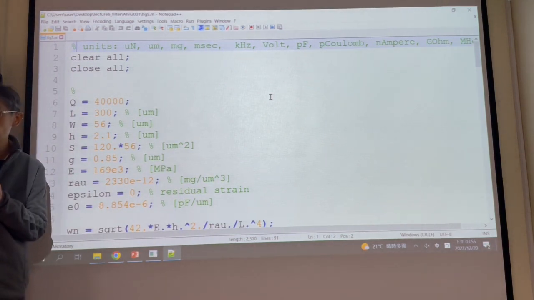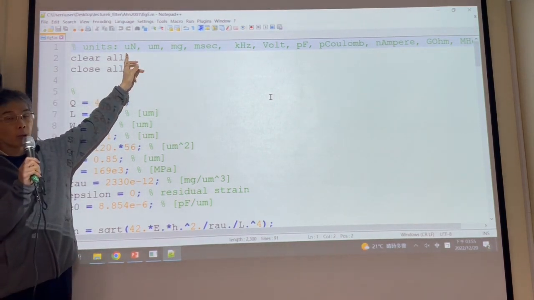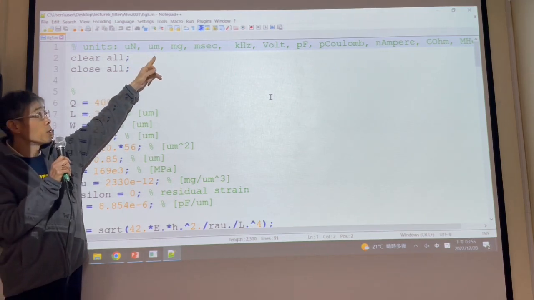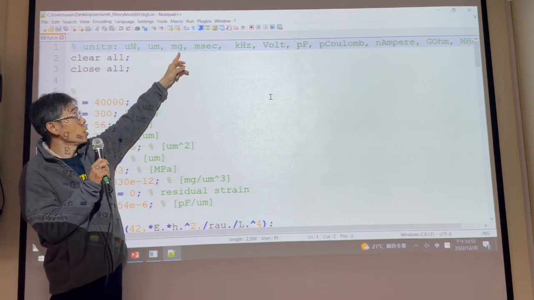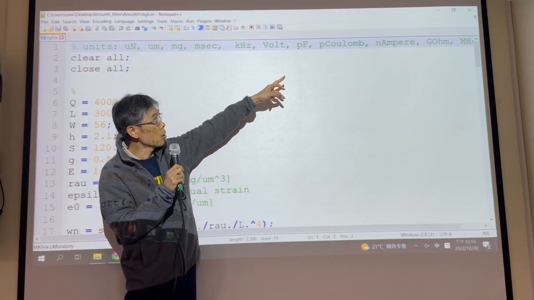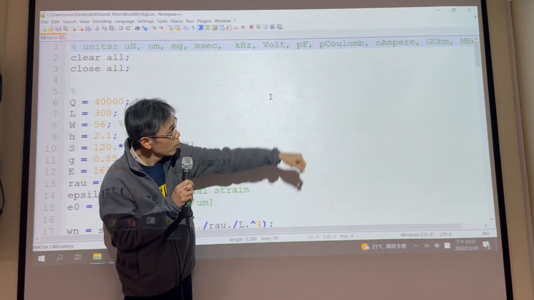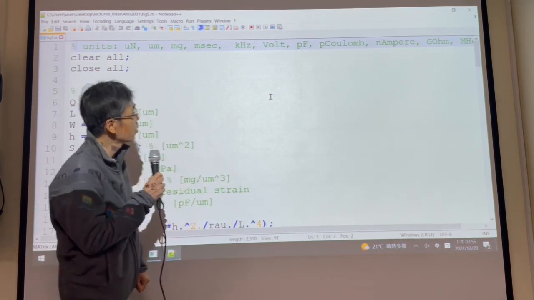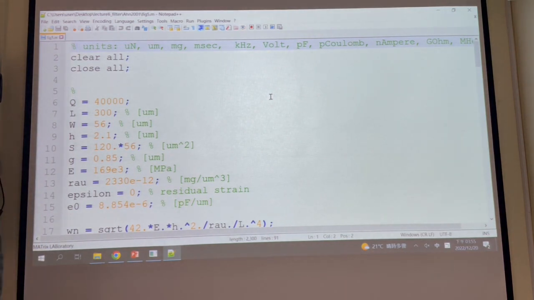Remember, always, when we are working with a micro device, the unit system is very important. So always put your unit system at the beginning. In this case, I use micronewton, micrometer, milligram, millisecond, kHz, volt, picofarad, picocoulomb, nanoampere, gigaohm, mega Henry. So this is the unit system I used for this case.